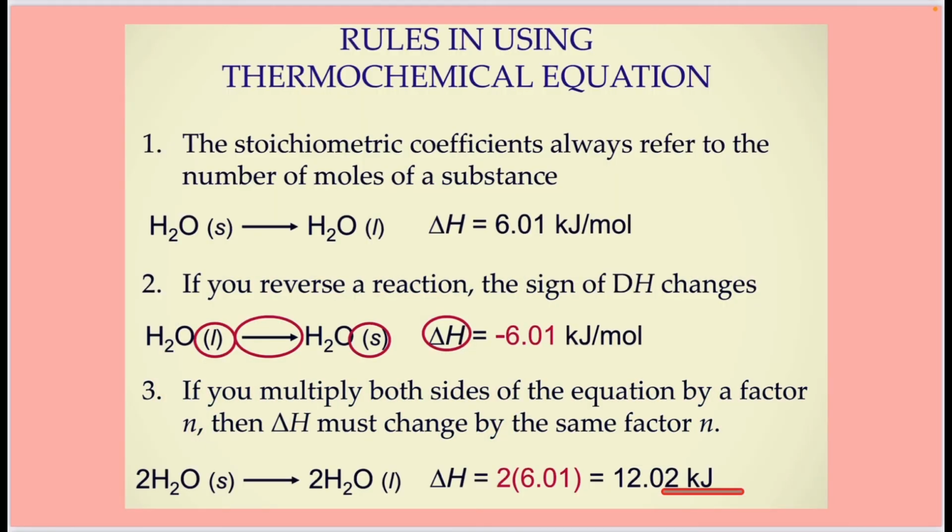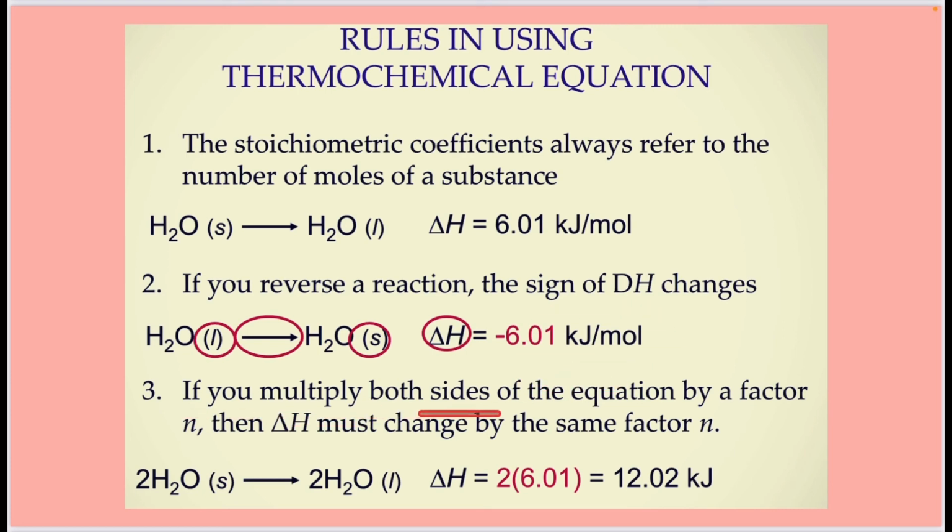Rules in using thermochemical equation. The stoichiometric coefficients always refer to the number of moles of a substance. So this in front of the water is actually 1, so this is the coefficient. Same goes here, 1 mole of the water. If you reverse a reaction, for example, liquid goes to the reactants and the product is a solid, so you must change the sign of the enthalpy change.